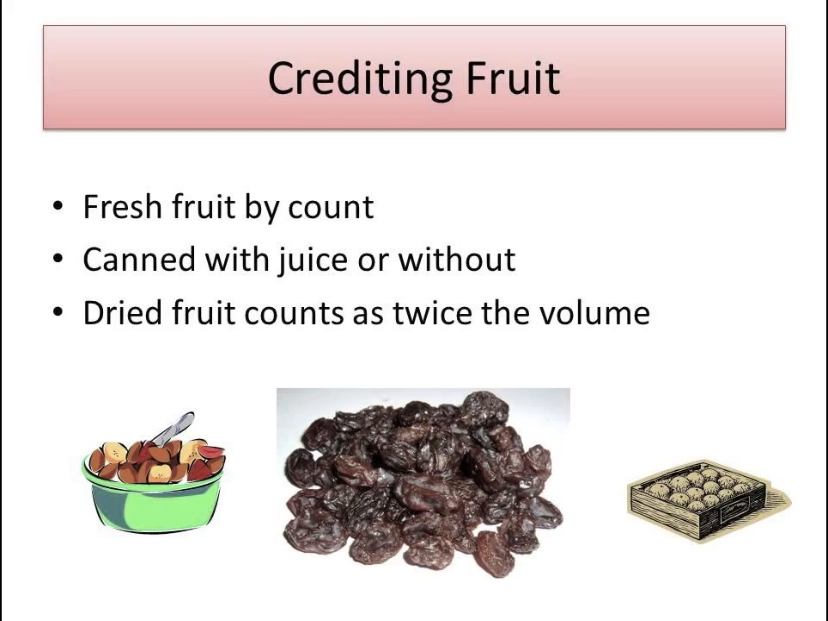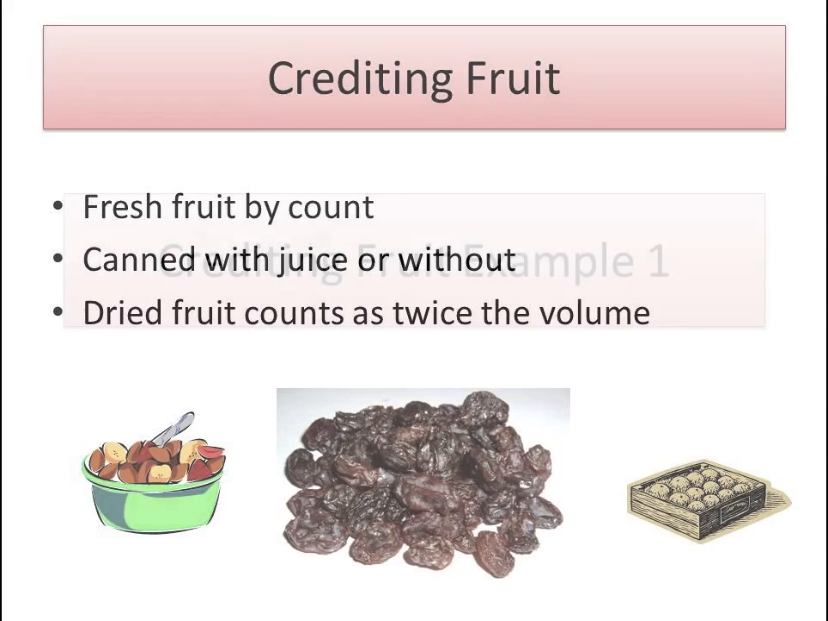Now we are going to talk about crediting fruit. Fresh fruit is credited by count, or the number of pieces per purchase unit. The sizes and fruit contribution of apples, bananas, oranges, etc. will vary depending on their count. Canned fruit can be credited based on a full portion of strained fruit or a combination of fruit and juice.